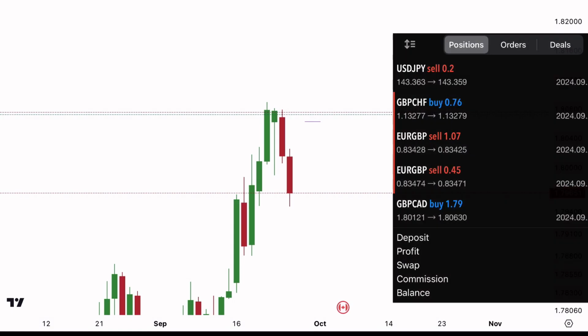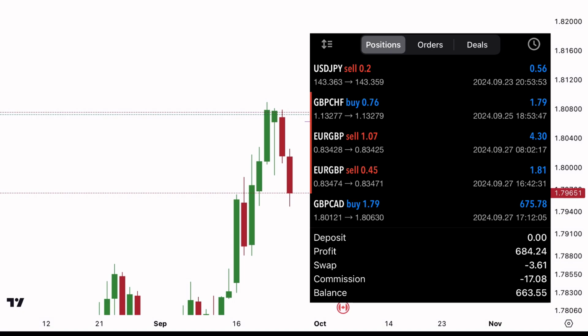So, starting off, you guys can see I took 4 trades, with 3 of them being the easy money concept. So, I will only break down those 3. The other one, USD JPY, is another strategy that I was testing out. So, I'm not going to break that one down.